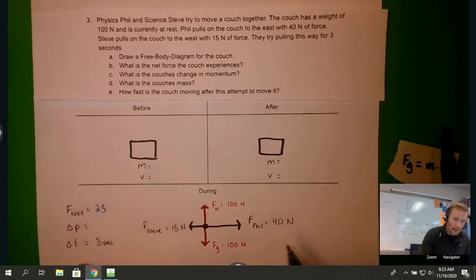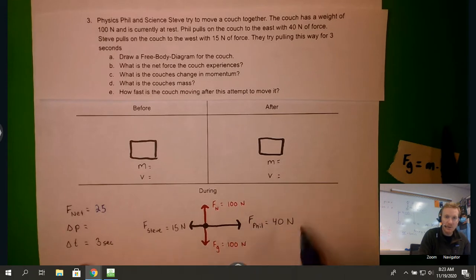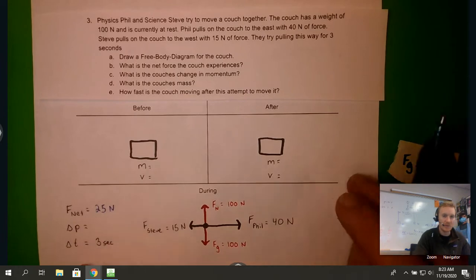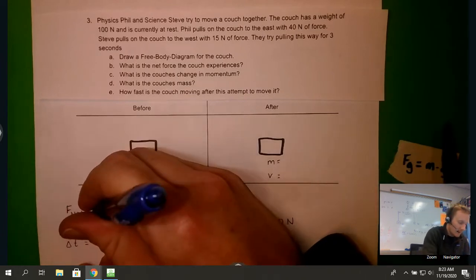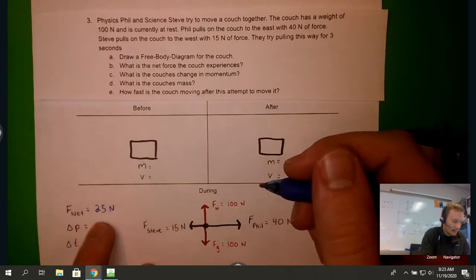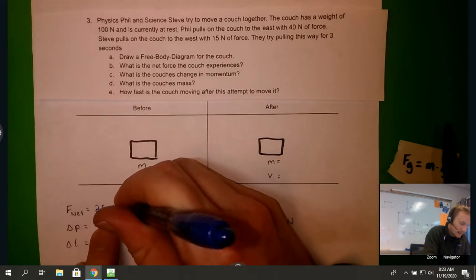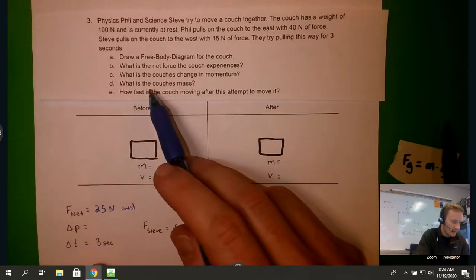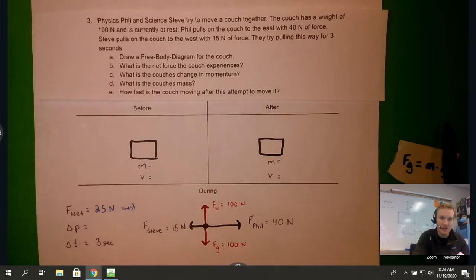Okay, so everything going to the east is 25 newtons greater than what's going to the west. So that is going to be our overall net force, 25 newtons east. Okay, that's newtons, not north. Okay, so now we have to figure out what is the couch's change in momentum.